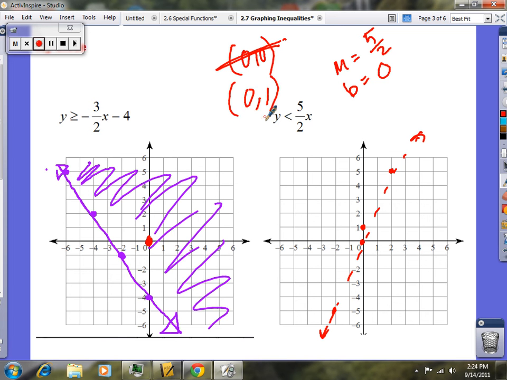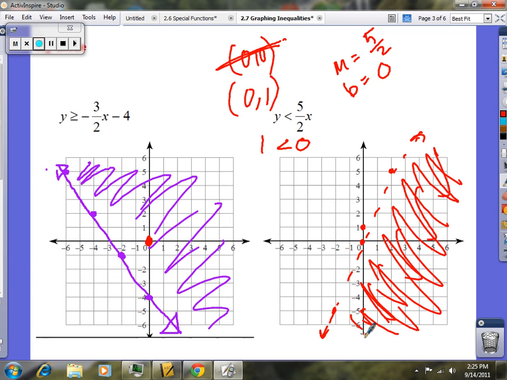So my x is 0. What's 5 halves times 0? 0. And my y is 1. Alright. Is 1 smaller than 0? That's false. So I'm not going to shade that side. I'm going to shade the opposite side.